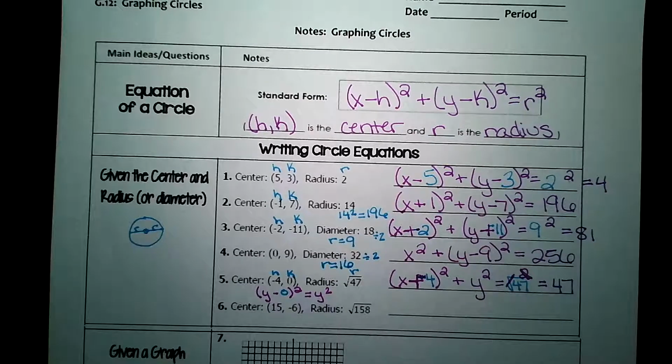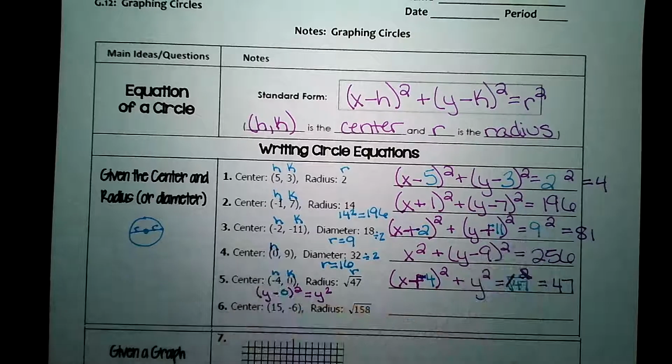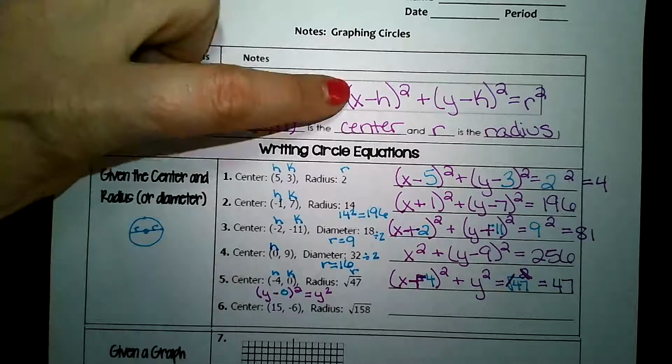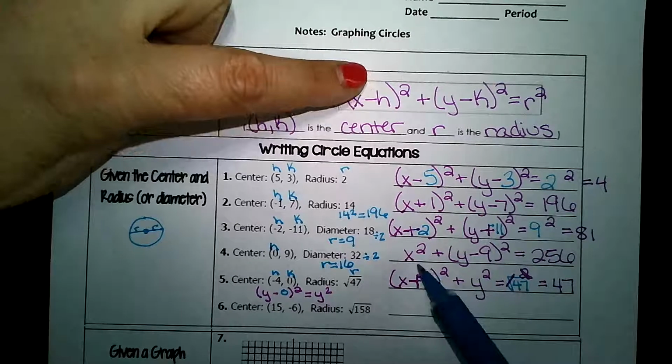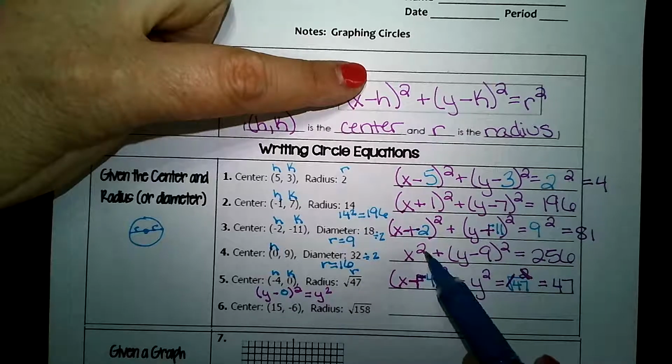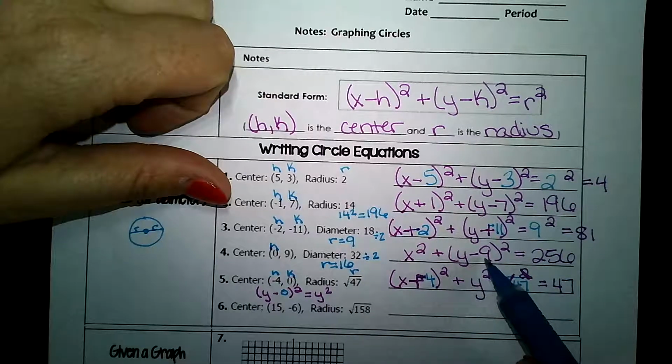I've written my final equation for example number 4. In this equation, the x value would be attached to a 0. So x minus 0 is unnecessary to write. I can just write it as x squared. Y minus 9 represents the k value.